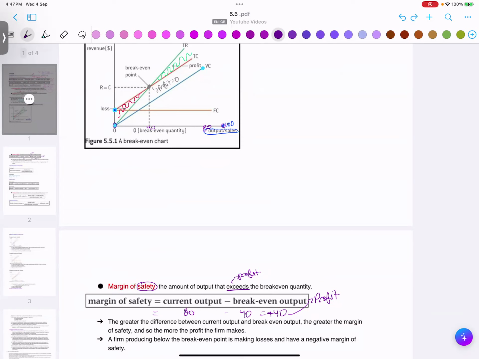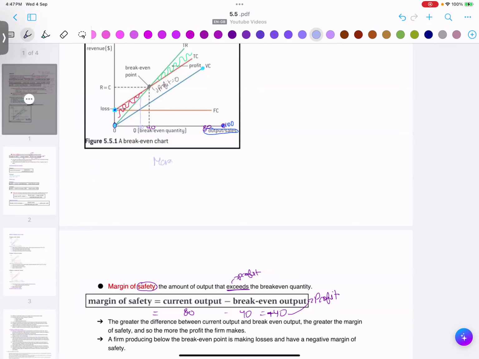A firm producing below the break-even point is making losses and has a negative margin of safety, right? So let's say they're producing at 30. So they're producing something around here. 30. So their margin of safety will be negative 10. So margin of safety is 30 minus 40, which is negative 10. So they'll be making losses.